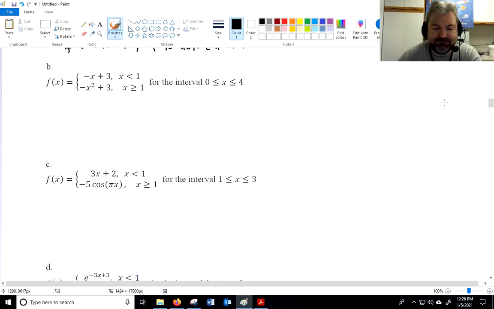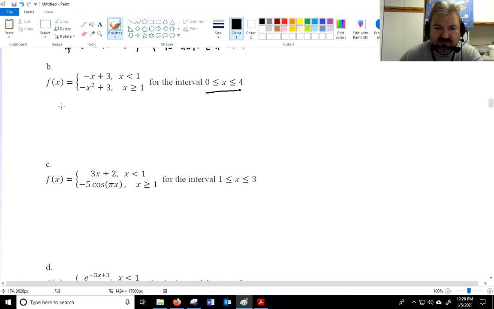All right, letter B. Okay, so if we're going to have extreme value theorem be applied, we need to make sure we're continuous on the interval from 0 to 4. So this is continuous everywhere, this top branch, the bottom branches. So we need to check what happens at x equals 1.